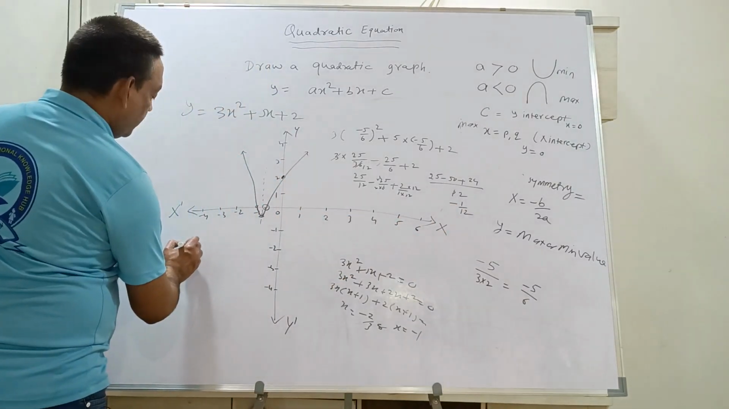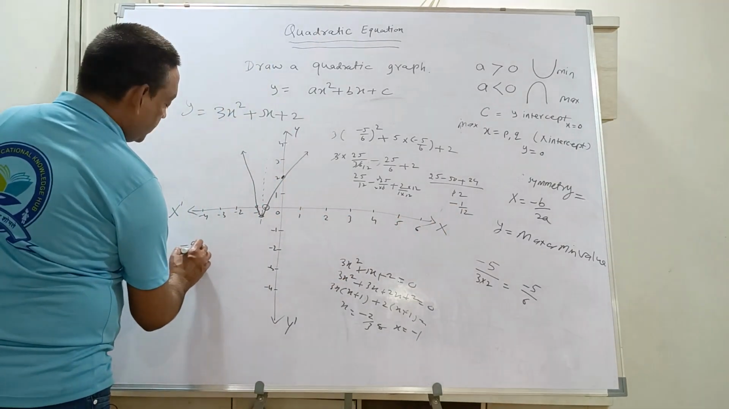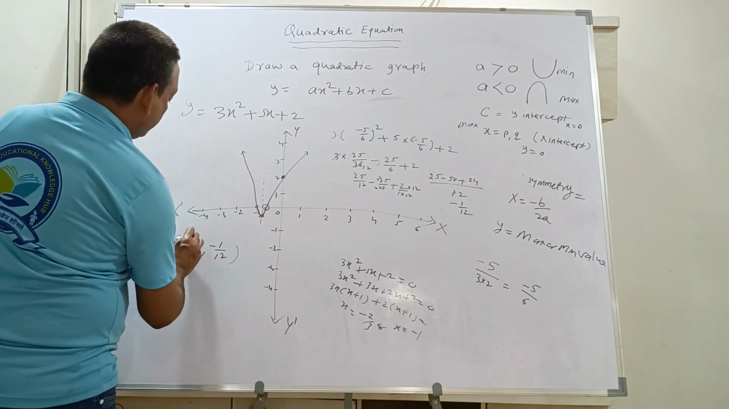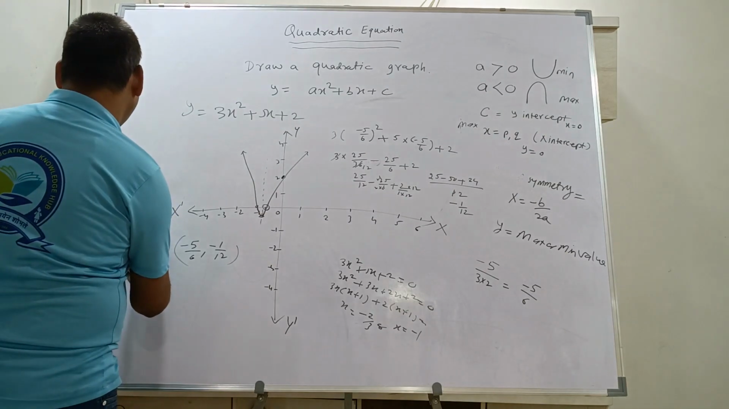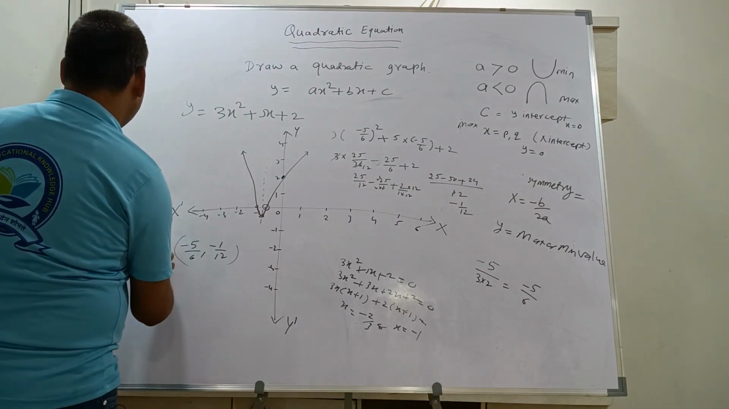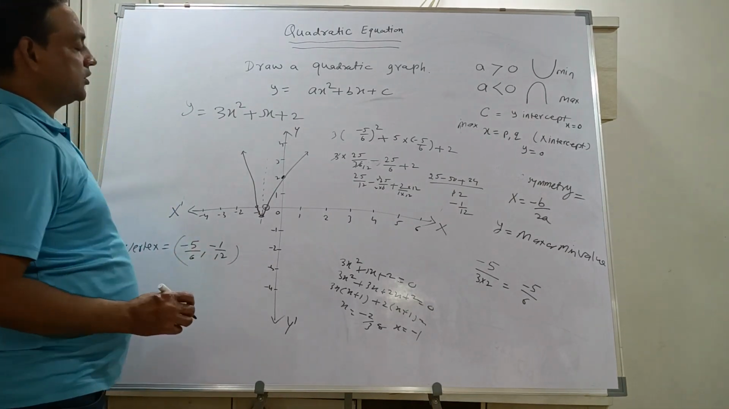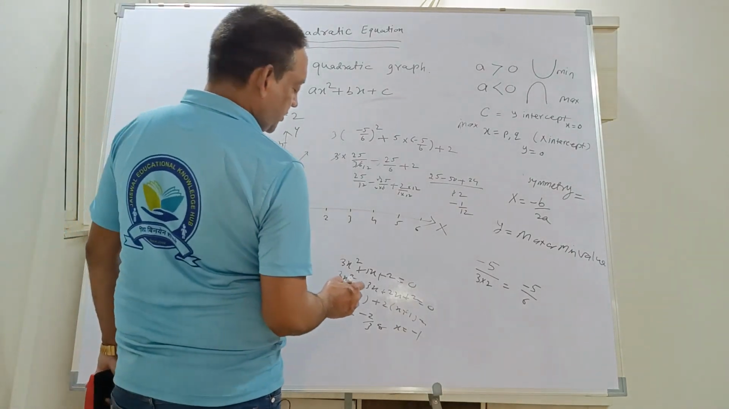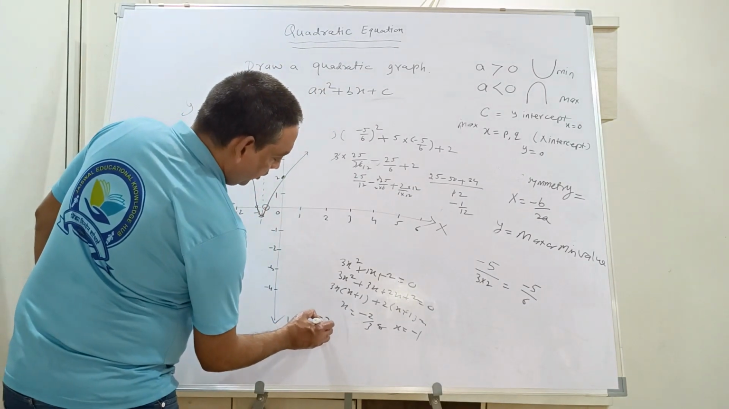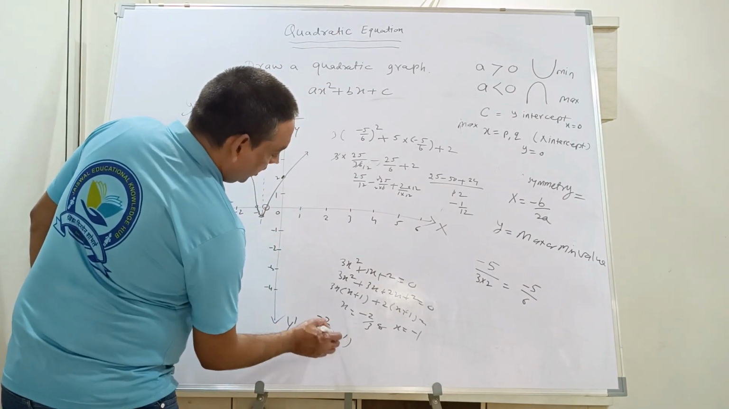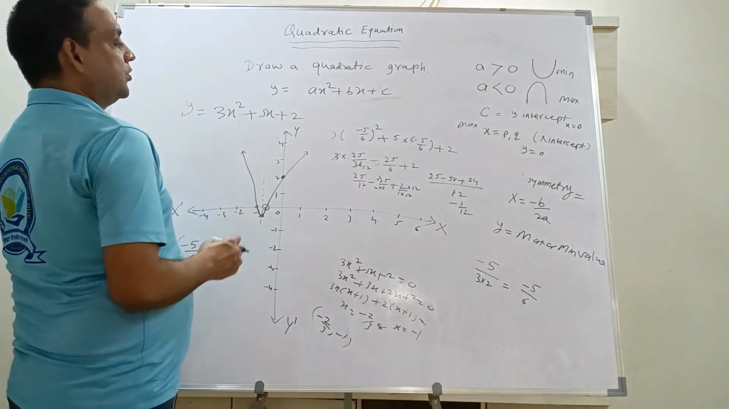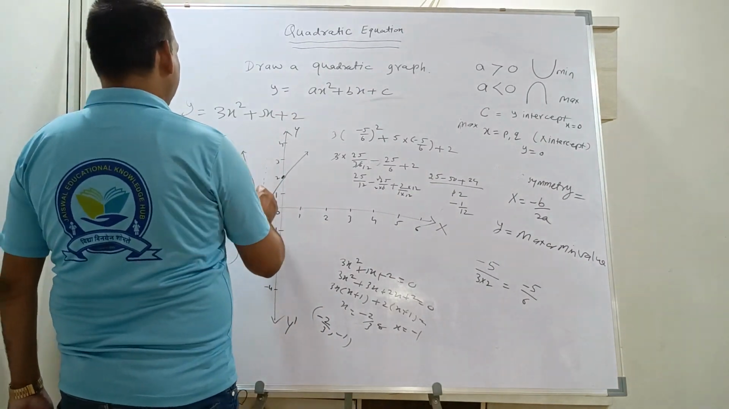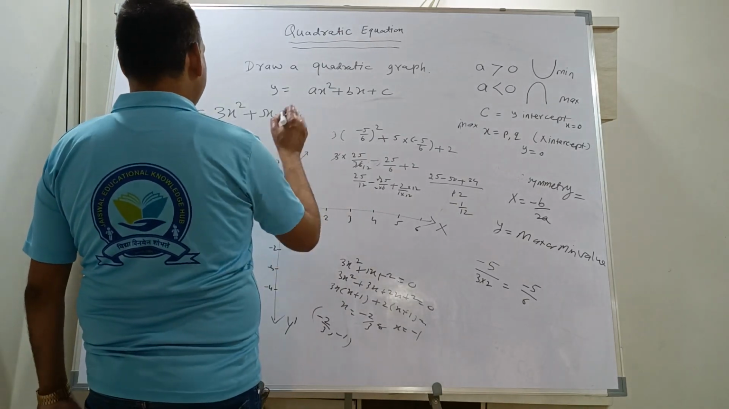So you can say minus 5 upon 6 comma minus 1 upon 12 is the vertex of the given quadratic equation. Vertex is equal to minus 5 upon 6 comma minus 1 upon 12, and the x-intercepts are equal to minus 2 upon 3 and minus 1, and the y-intercept is equal to 2, and the given graph is a parabola. It will be going in a U shape. So it will be like this.